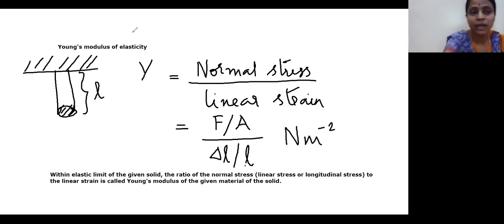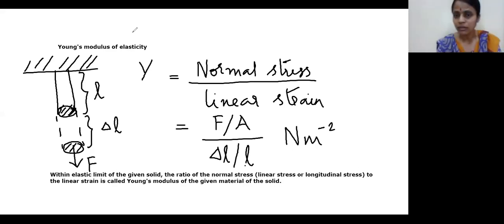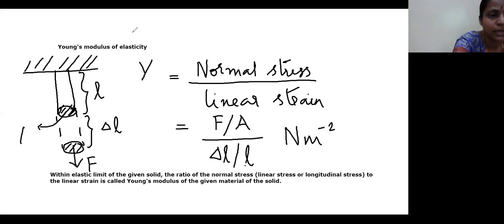So what happens when I'm going to apply a force perpendicular to the area of cross section? Let us assume that when I applied a force perpendicular to the area of cross section, the length increased by del L. So now you can see Young's modulus is F by A, where this is the area upon which the force is applied. So that means my Young's modulus becomes F by A divided by del L by L.